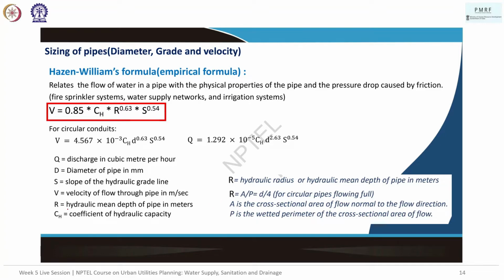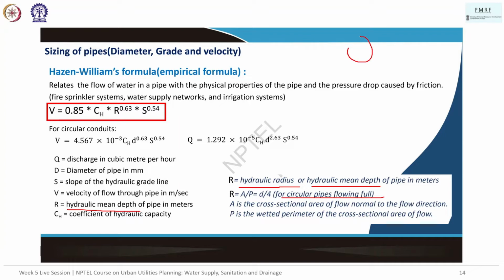Whenever we talk about the hydraulic mean depth, you can either call it hydraulic radius or hydraulic mean depth, essentially the same. It's the ratio between the cross sectional area of flow normal to the flow direction and the wetted perimeter. Right now the case is for a circular pipe flowing full, but in order to explain this concept, let me just demonstrate using a half filled pipe.